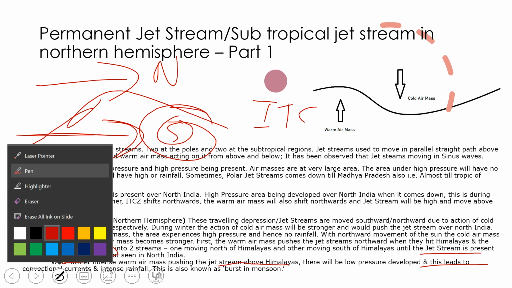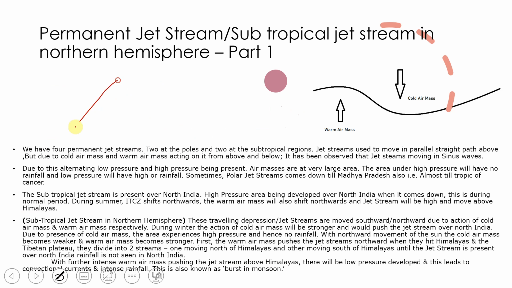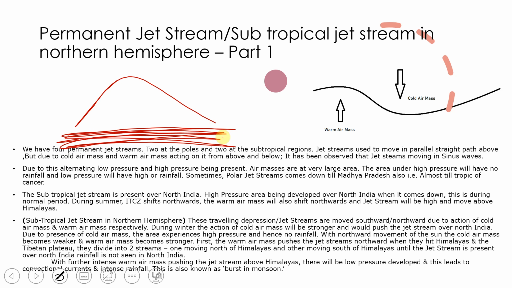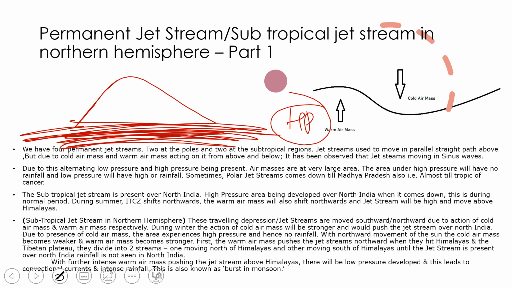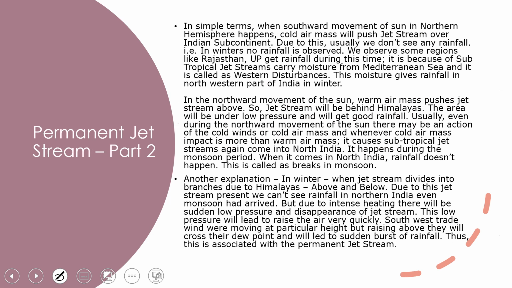Understand that? Again I will explain the basic idea. This is your Himalaya, and you have a polar jet stream over India. Now the sun is moving above, and heating of the Indian land will happen. What will it do? It will force this jet stream to move toward the Himalayan regions, and ultimately at one point this jet stream will suddenly disappear. If high pressure is there, you won't see rainfall, but when it suddenly disappears, it will create low pressure and you will get a burst of rainfall at that time.